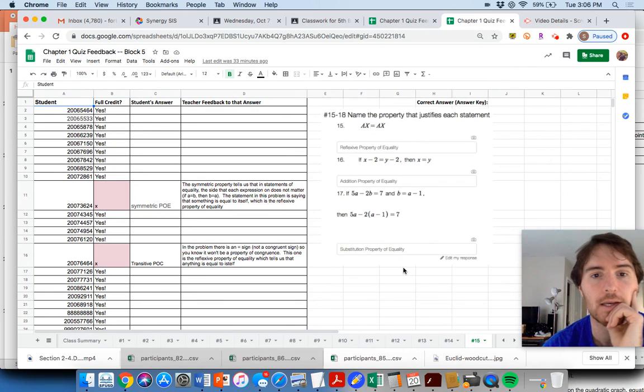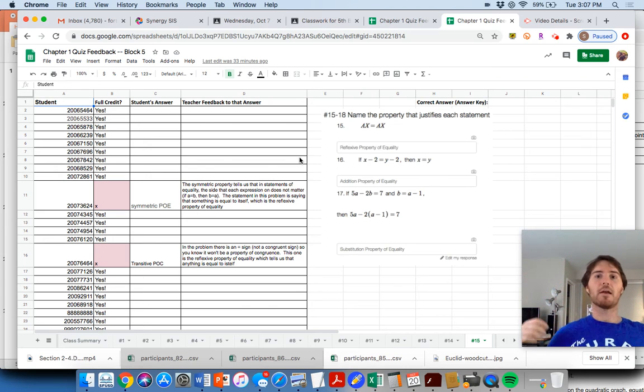Number 15, we got this action here. So now the numbering gets kind of screwed up here. It says 15, 18, but it's just 15, 16, 17. Reflexive property, yep, that's the thing. You reflect back onto yourself, right? AX equals AX. Any distance is equal to itself, right? So the distance is a number, so this actually would be the reflexive property of equality, right?